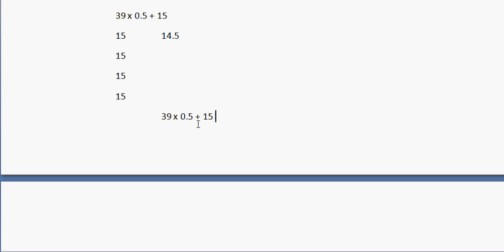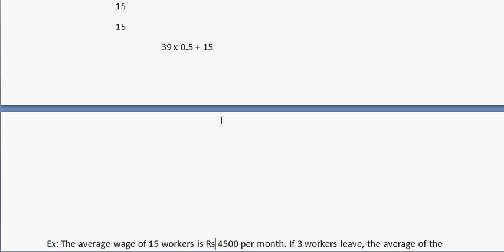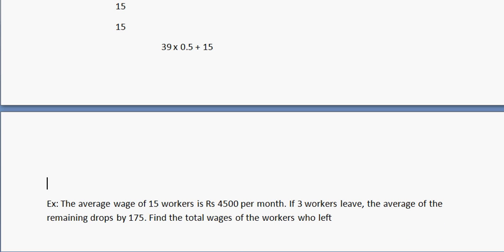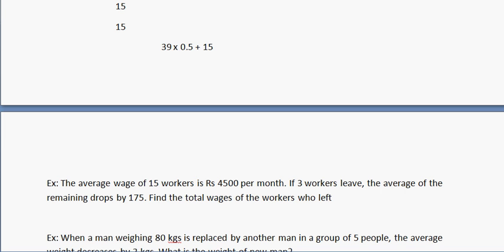So our average becomes 39 into 0.5 plus 15. So that would be our answer. So seemingly easy question. Yes, it is easy. It can be done by anybody, but we have to do it in minimum possible time and in the best way possible.